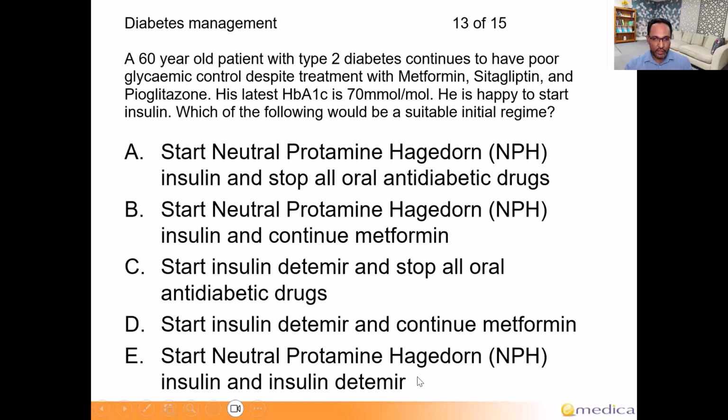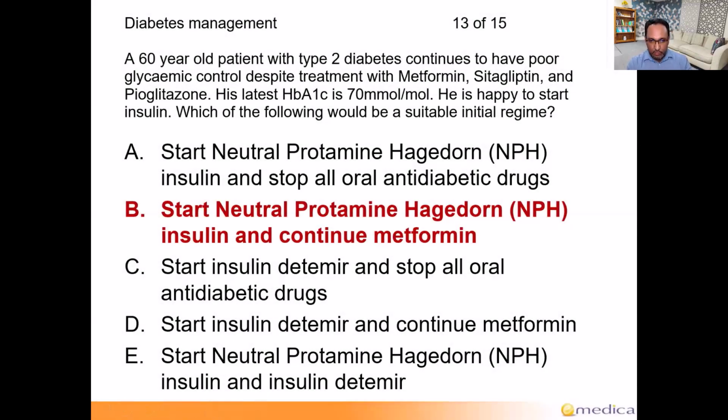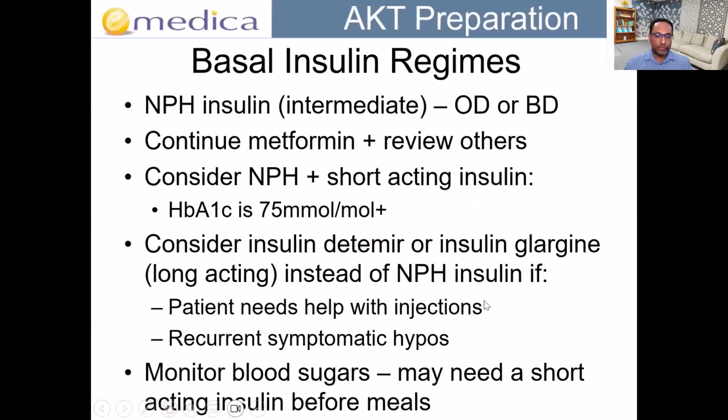So that's why now we're thinking they're already on triple therapy. We're thinking about insulin now. So what would be a suitable regime? Keep them on the metformin and put them on an intermediate insulin, like NPH, neutral protamine hagedorn. This is derived from a fish protein. So typically what I would do is keep them on their metformin, the same dose they were on, and put them on a once daily NPH insulin that they take in the evening.